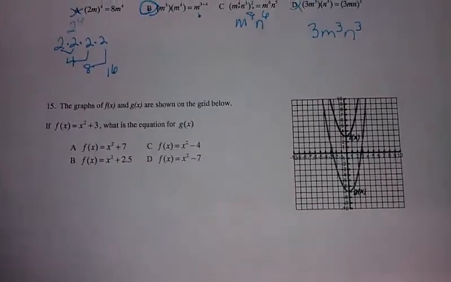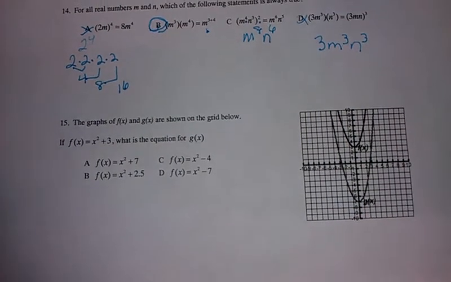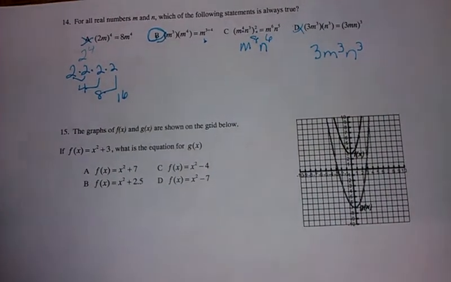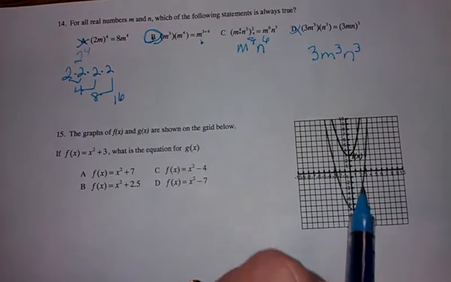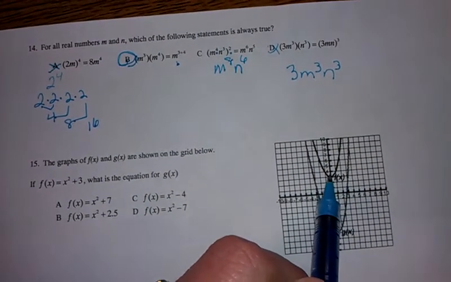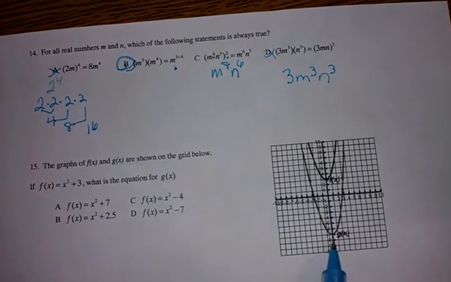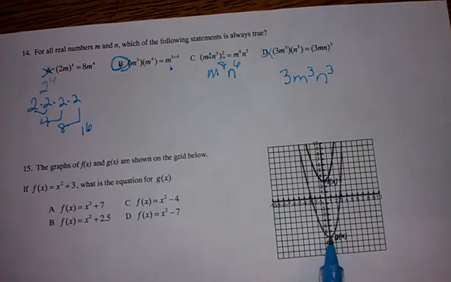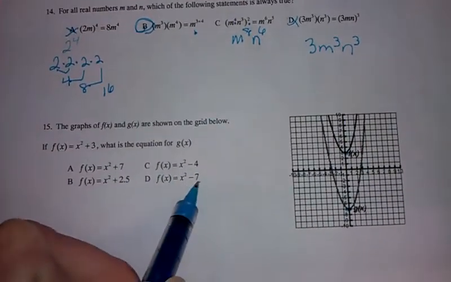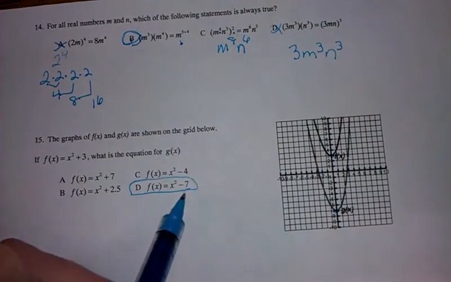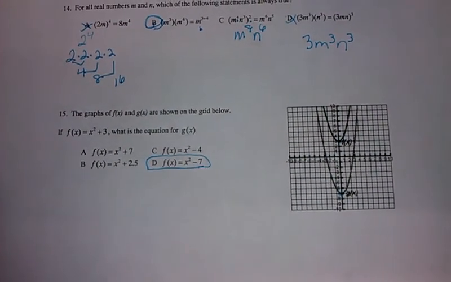Whoops, the paper went crazy. This last one, it says the graphs of f of x and g of x are shown on the grid below. If f of x is x squared plus 3, what is the equation for g of x? Well, it's down here at -7. Your answer is D, f of x equals x squared minus 7.